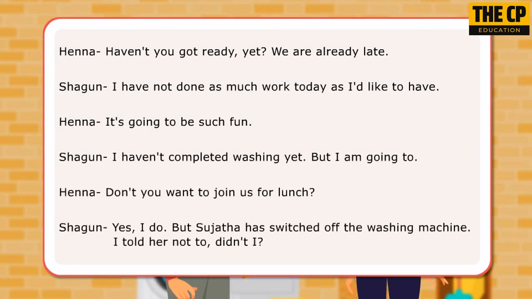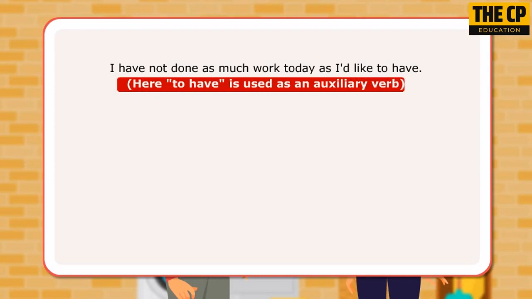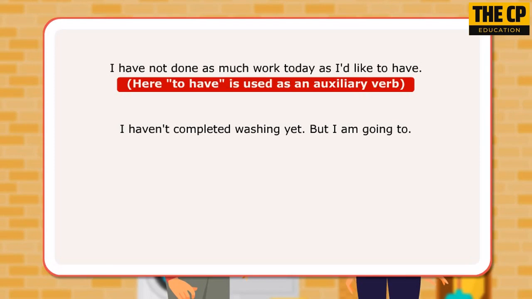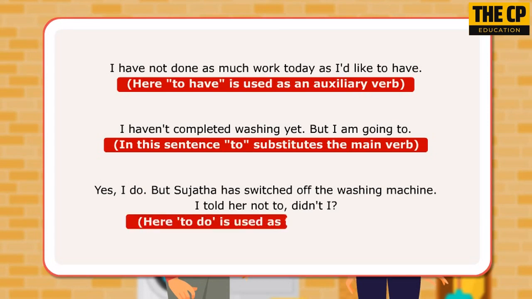In the dialogues, we left out certain words so as to avoid repetition. Let's look at the conversation of Hina and Shagun. "I have not done as much work today as I'd like to have." Here, "to have" is used as an auxiliary verb. "I haven't completed washing yet, but I'm going to." In this sentence, "to" substitutes the main verb. "Yes, I do. But Sujata has switched off the washing machine. I told her not to, didn't I?" Here, "to do" is used as the auxiliary verb for the second sentence.